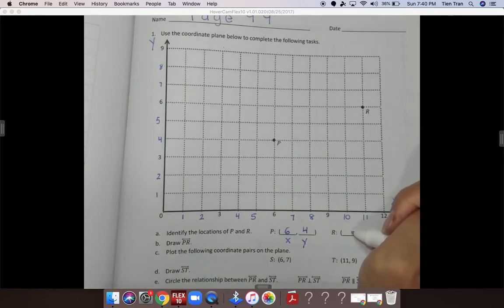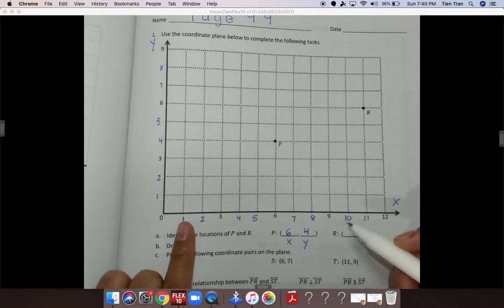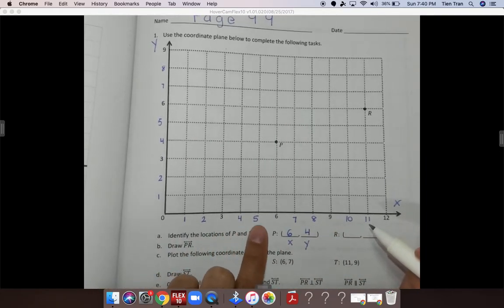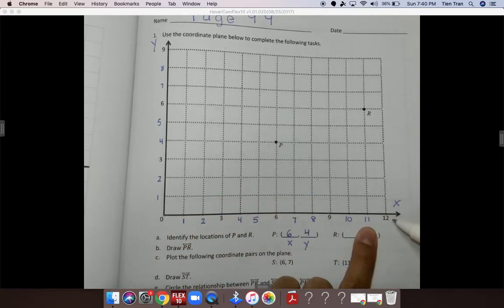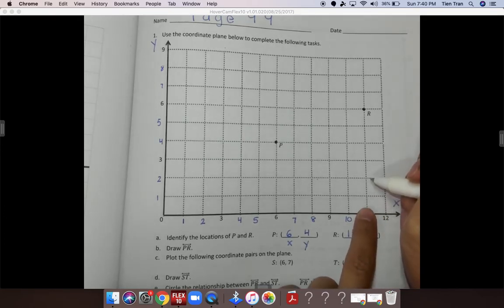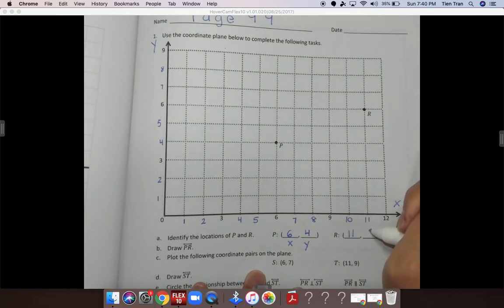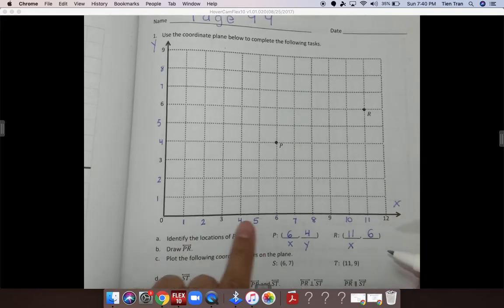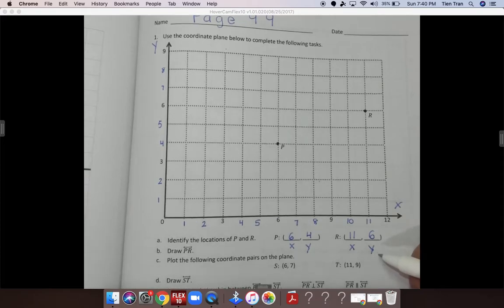Now I'm going to find out what is the coordinate for R. Again, first I move on my x-axis. I'm going to go 1, 2, 3, 4, 5, 6, 7, 8, 9, 10, 11. So I moved 11 times on my x-axis, and how many times do I move up? 1, 2, 3, 4, 5, 6. I moved up 6 times. So I'm going to write 6. First I move on my x-coordinate, that's why I'm putting x, and then I moved on my y-coordinate, because I moved up. So I'm going to make sure I write down y.